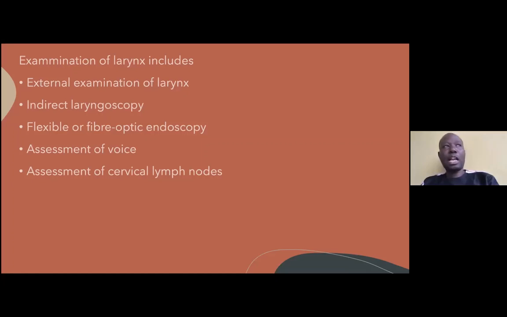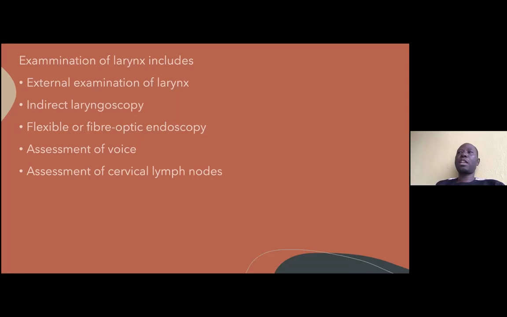You use the laryngeal mirror, usually warmed to prevent fogging of the mirror surface. Then you ask the person to breathe quietly through the mouth, and you put the mirror in the mouth. This one too is technical. God willing, next year I'm able to come out and maybe take you through it, but it's a bit difficult explaining how to do indirect laryngoscopy virtually. So you can do a flexible or fiberoptic endoscopy.